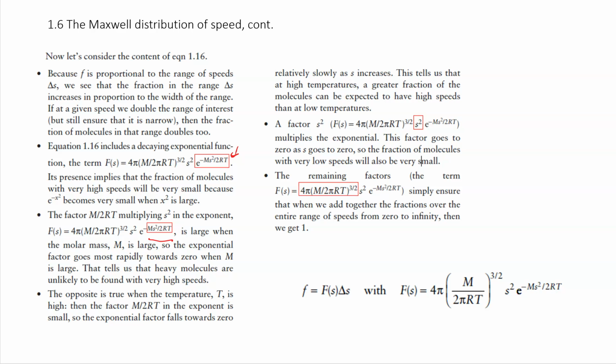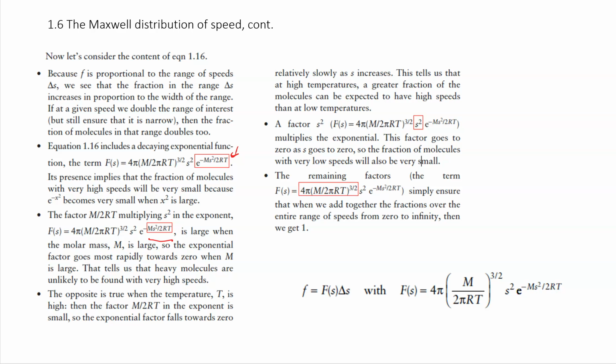And the opposite is true when temperature T is high. Then the factor m over 2RT in the exponent is small, so the exponential factor falls towards 0 relatively slowly as s increases. This tells us that at high temperatures, a greater fraction of the molecules can be expected to have high speeds than at low temperatures. And that makes sense too, because at high temperatures you have more energy available, and you would expect a higher fraction of molecules to be excited to higher speeds than you would at lower temperatures. That's a pretty intuitive outcome of that function.